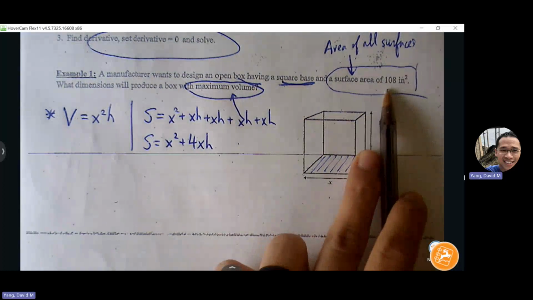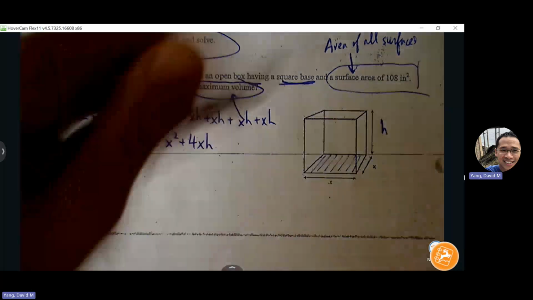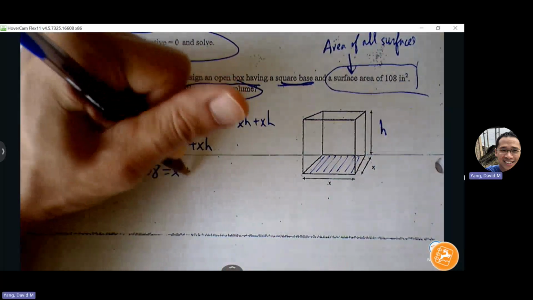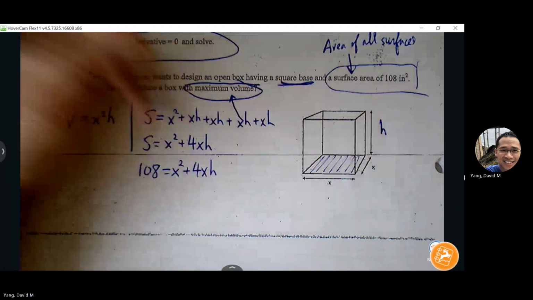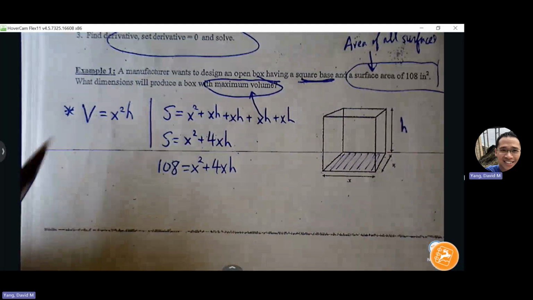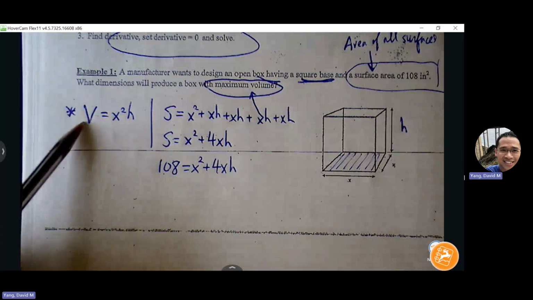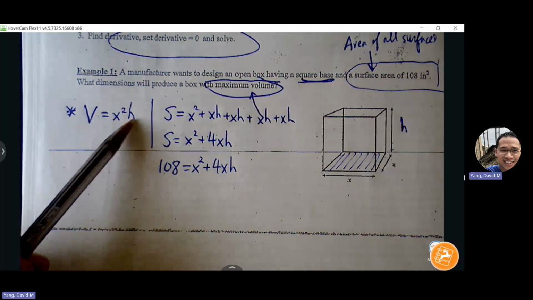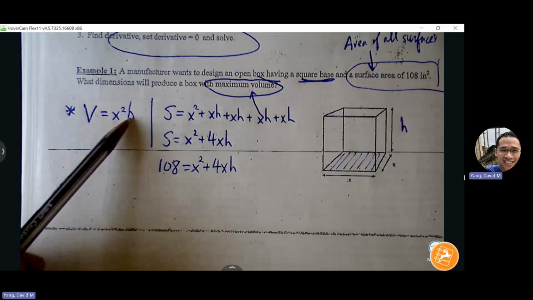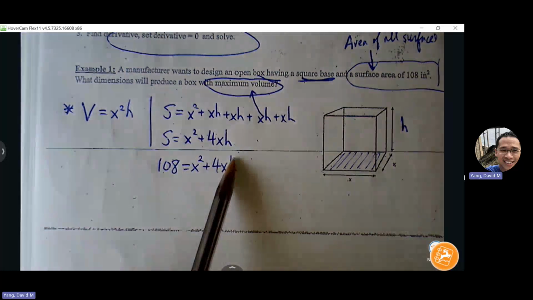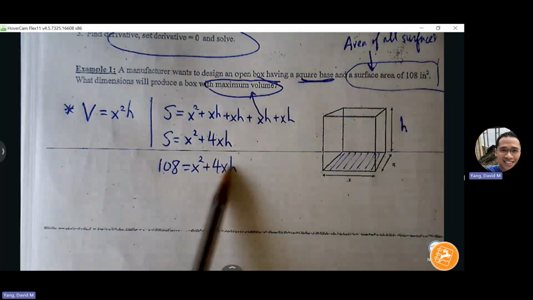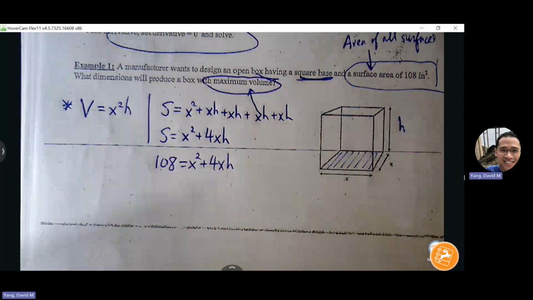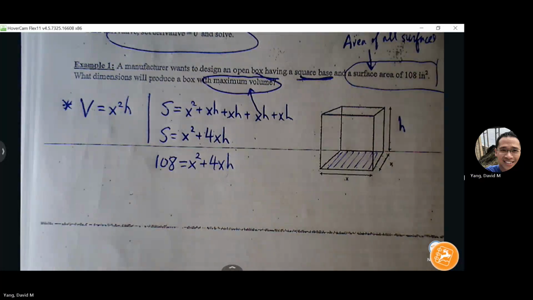Well, they give us something to work with. We know surface area is 108 square inches, so we can say 108 equals x squared plus 4xh. So the challenge here is, well, we know we want to find the derivative for volume, but we always want to get it down to one variable. But right now there's 2 variables here, but there's help, right? This is the supporting equation that's going to help us get this down to one variable so that we can find the derivative and find a critical point and find our answer.